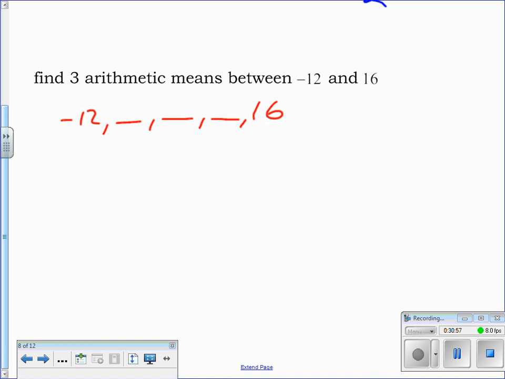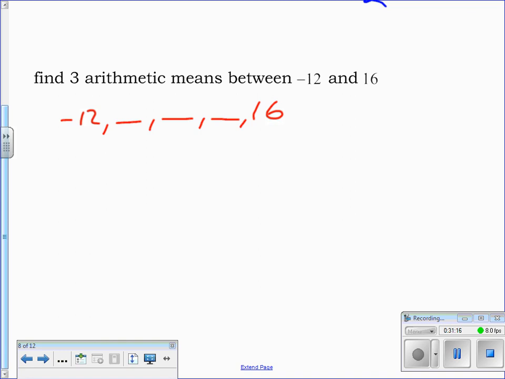Arithmetic mean will not work for this. I can't average and find the one in the middle. I can, but then what about the other two? I've got to average again and again. It doesn't really work. But what we can do is figure out what D is, and go from there.